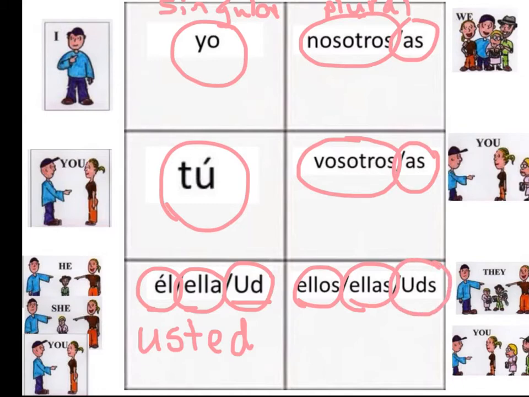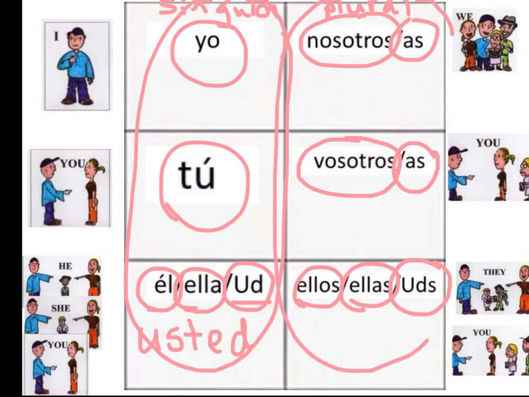So notice how your chart is set up. You've got your singular on this side, when you're talking to or about one person, and you have your plural on the right side when you're talking to or about more than one person.